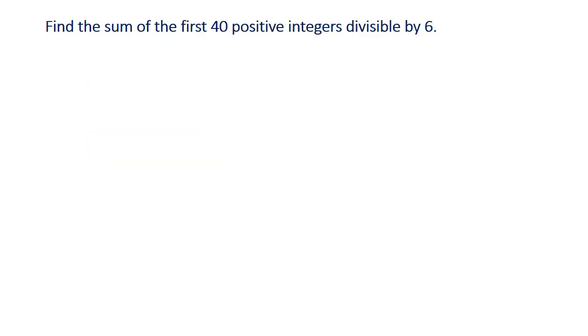Let's do the next part. Find the sum of the first 40 positive integers divisible by 6. So we have not been given any other information. Which are the first 40 numbers that are divisible by 6? So which numbers are divisible by 6? All the numbers that come in the 6 table are divisible by 6, right? 6 1s are 6, divisible by 6. 6 2s are 12, 12 is also divisible by 6. 6 3s are 18, yes, 18 is divisible by 6.